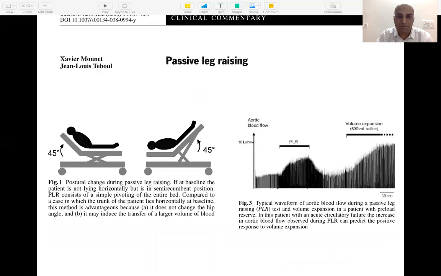Passive leg raising test we are all aware of. So we start with the patient at 45-degree head up, and after that it will be head down with legs raised by 45 degrees. And it shows that after PLR, the aortic blood flow change is similar to the response with 500 ml of normal saline. And if the patient is volume responsive, there will be an increase in the aortic flow velocity.